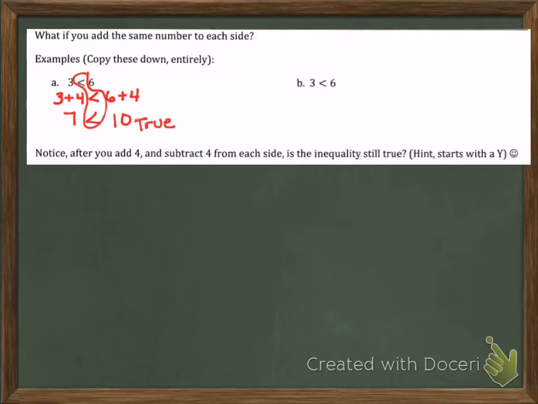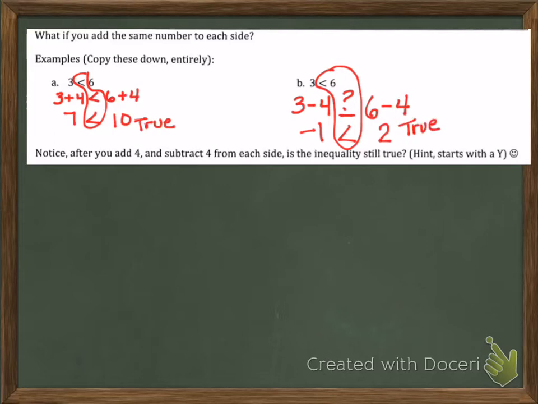Let's look if we subtract and see if that holds true as well. So we have 3 is less than 6, 3 minus 4, so we're really adding negative 4, and 6 minus 4, and we're comparing here to see if that holds true. This would give me negative 1, and this would give me 2, and negative 1 is still less than 2. So again, the relationship holds true.